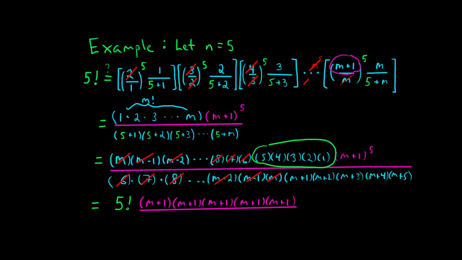And that's going to be over m plus 1 times m plus 2, and so on all the way up to m plus 5. And now, when we take the limit in this expression as m approaches infinity, the ratio in that fraction goes to 1. So we are left with 5 factorial, and the formula works.